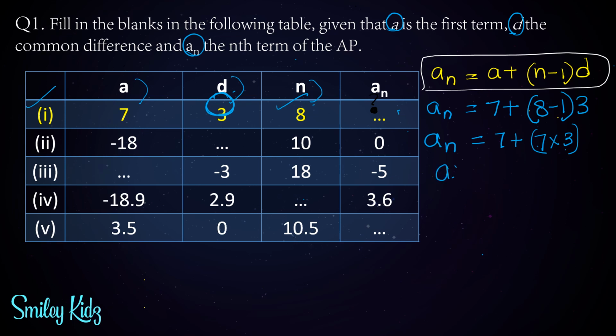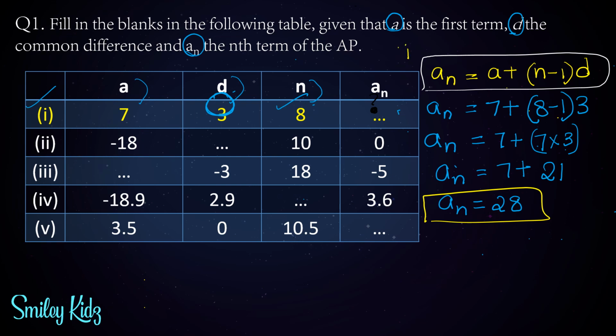AN is equal to 7 plus what is 7 times 3? 7 times 3 is 21. Now what is the value of AN? 7 plus 21, which is 28. Therefore, the value of unknown here in this case, which is AN, is 28. So this was our first sub question. Now let's move ahead.